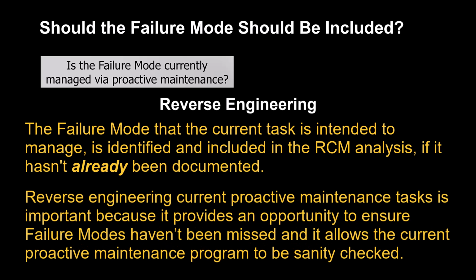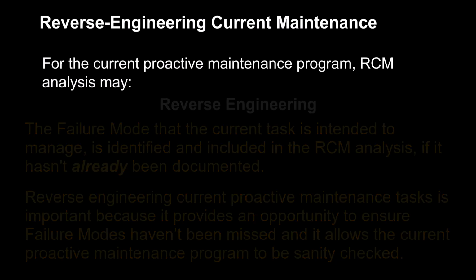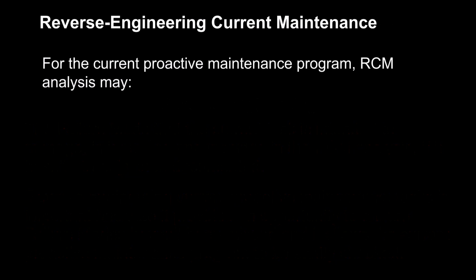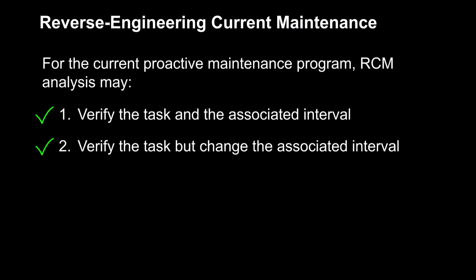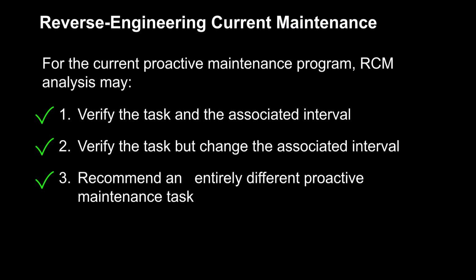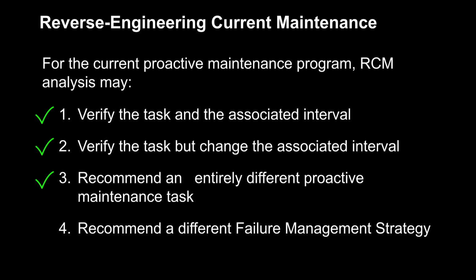Reverse engineering current proactive maintenance tasks is important because it provides an opportunity to ensure failure modes haven't been missed, and it allows the current proactive maintenance program to be sanity checked. For the current proactive maintenance program, RCM analysis may verify the task and the associated interval, verify the task but change the associated interval, recommend an entirely different proactive maintenance task, or recommend a different failure management strategy altogether. Let's take a look at 2 examples of reverse engineering that may result in a change as a result of RCM analysis.